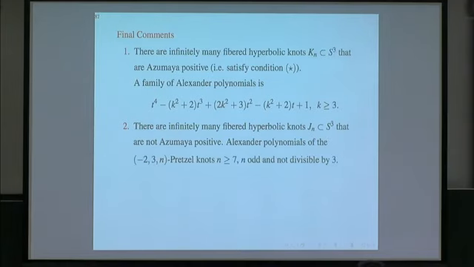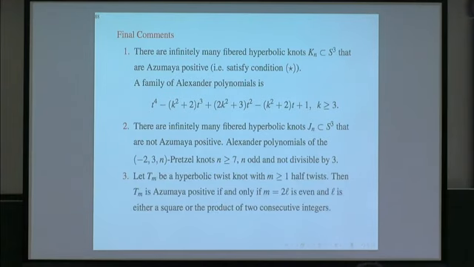In this case, you can take a family that's the minus 2, 3, n pretzel knots. Their Alexander polynomials are a bit like the one for minus 2, 3, 7. They're related to Salem numbers. And you can prove that Salem numbers have irreducible polynomials that never give you this condition star. And then there are twist knots, which are typically non-fiber. But you can show that half of them turn out to be Azumaya positive, i.e. condition star holds. So these are things that one can just compute.